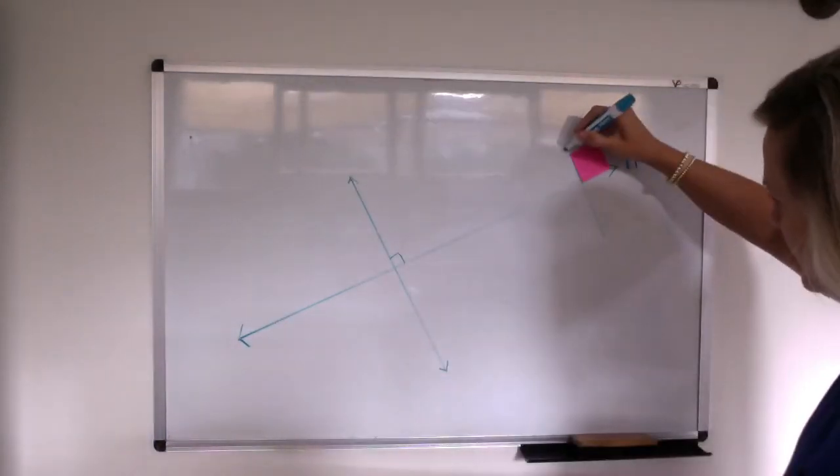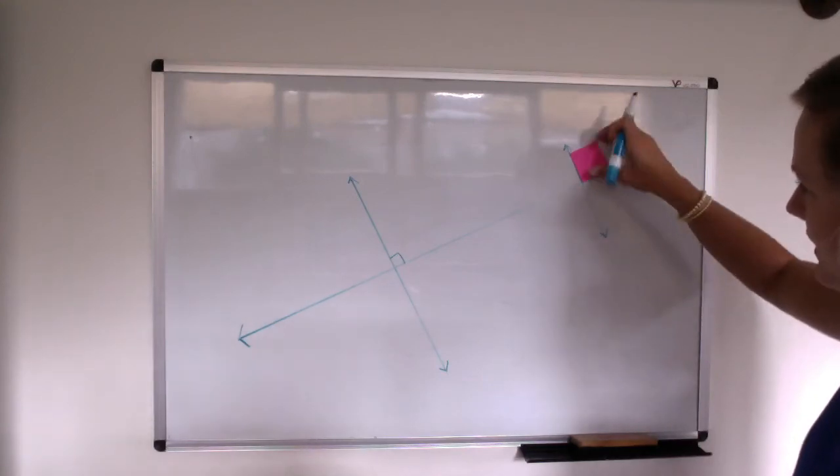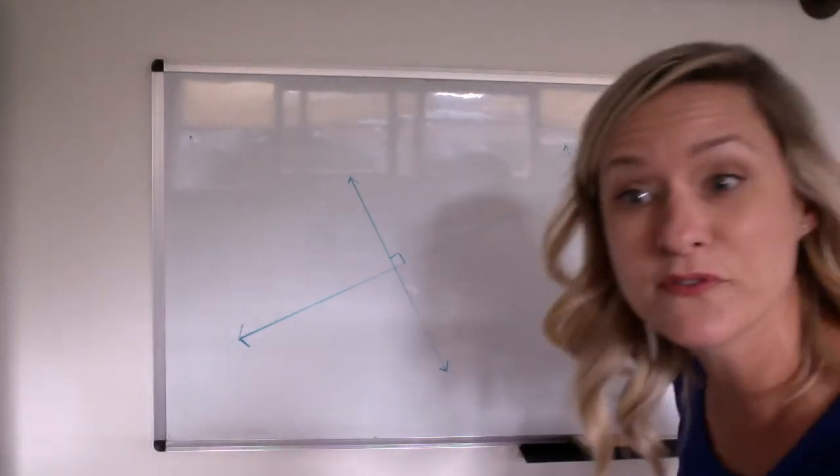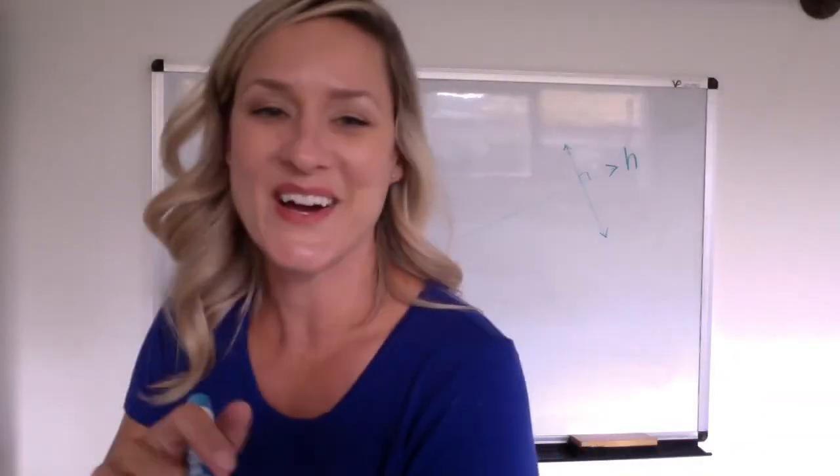So that intersects line H again in a perpendicular line because it's 90 degrees, and I proved it with my sticky note.